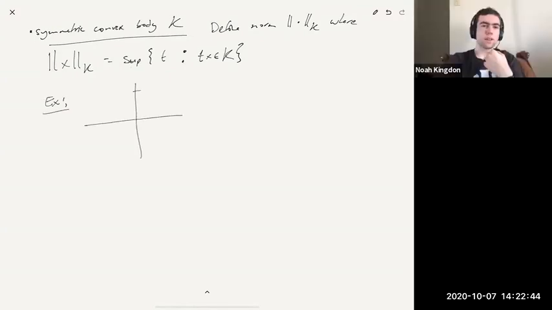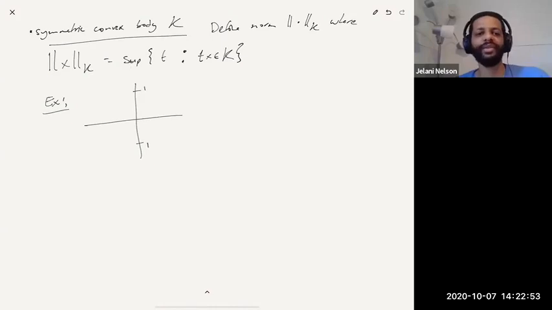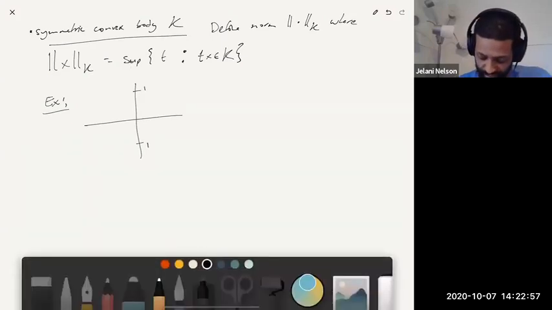Should it not be like t such that x over t is in K? It seems like if you scaled up x, then the sup would get lower. Oh yeah, maybe you're right. Yeah, I think you're right actually. It's x over t.